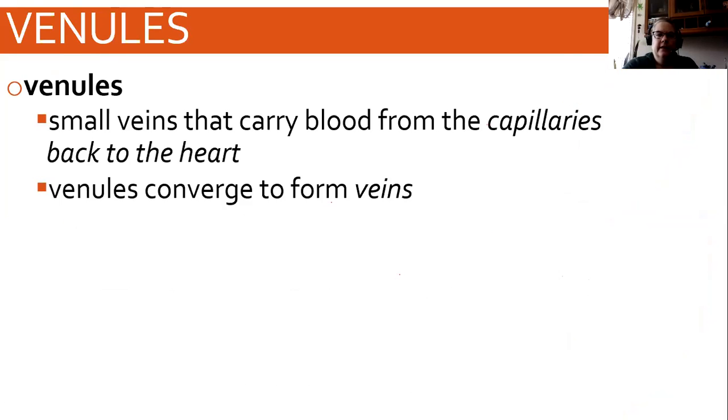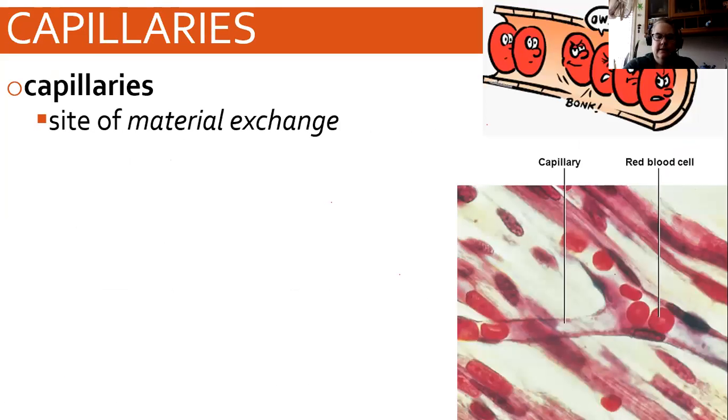All right. And then venules are merging to make veins. Okay, so now we're at capillaries. So capillaries is where we left off. So what's the most important thing about capillaries? With capillaries, this is the site of material exchange.